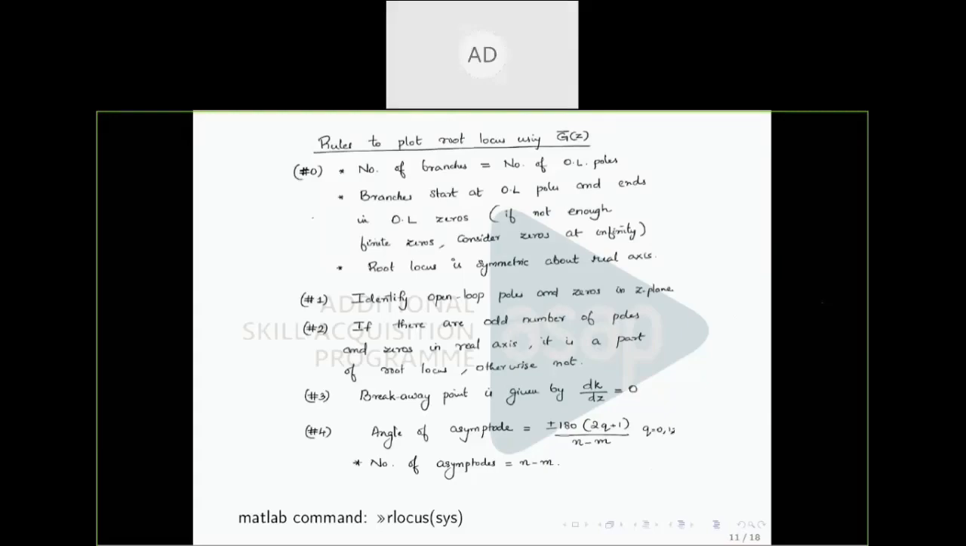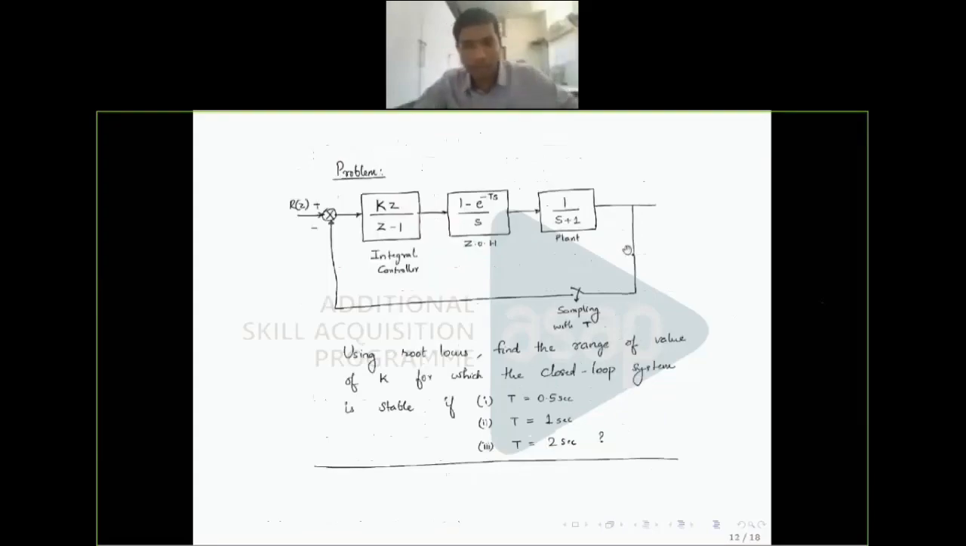So these are the rules for plotting root locus. I have mentioned that. Now I'll do a concrete example to see how you can plot the root locus. Let's take the problem that I have shown in the figure. Consider a continuous time plant which is given by 1 by s plus 1. So this is a continuous time plant, which is a first order plant.